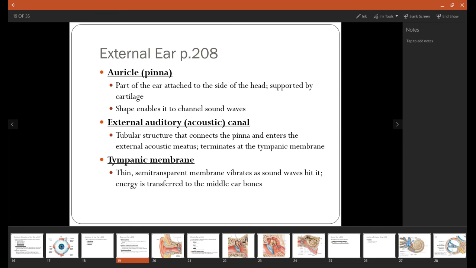acoustic canal or meatus. The tympanic membrane is a thin membrane that is commonly referred to as the eardrum, and it's going to vibrate as sound waves hit it, and it's going to translate the sound waves onto the ossicles, which are the ear bones, which will rattle together and keep moving it along to the cells.